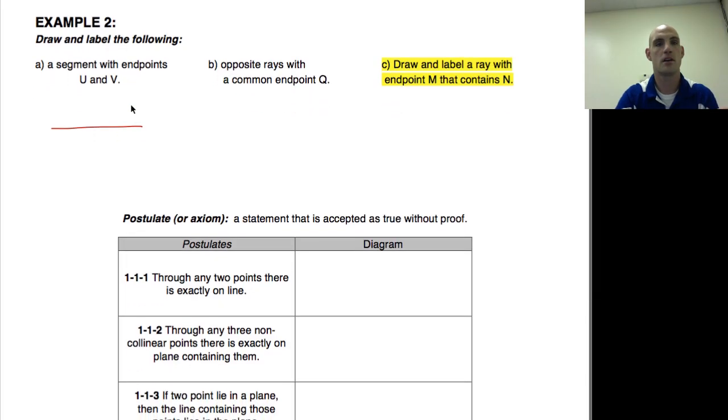It stops. A segment stops. So it has the endpoints. So at the end of this, it's going to have a point at either end, and they're going to be U and V. That's all there is to it.